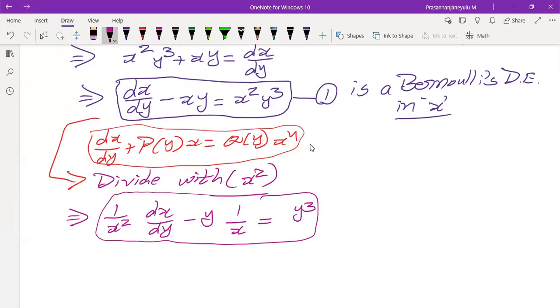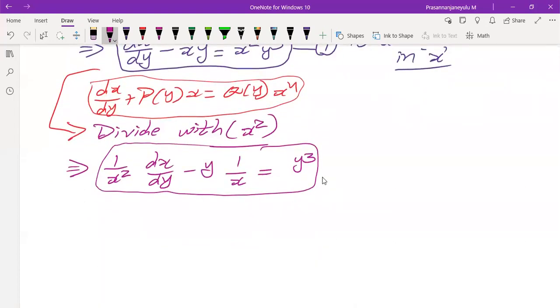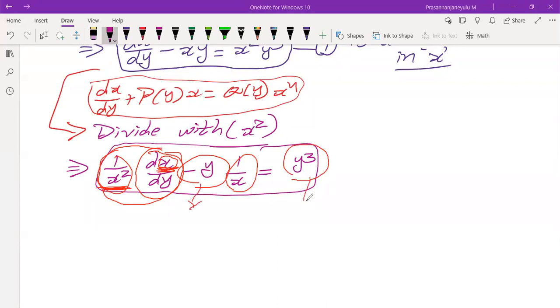Now check it. Is this a linear differential equation or not? Check, it looks like linear or not. So what is the general form of a linear differential equation? The differential term coefficient should be 1 or may be in functions of the dependent variable. What is the dependent variable? x. So it may be in functions of x, so this differential term is acceptable. Plus p of y into x is equals to q of y, so this is in functions of y, and this is also in functions of y.